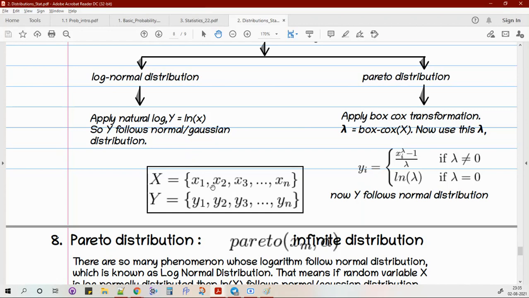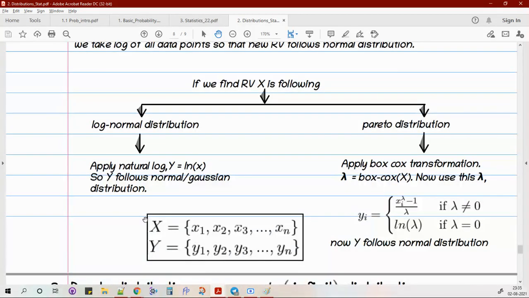Let's say you have x1, x2, x3 up to xn. Just take the log of it, then you will get y. So y1 is log of x1, y2 is log of x2, y3 is log of x3, like that. This y is the natural logarithm of all these values, and it would be following the normal distribution. That means your x is following the log normal distribution.